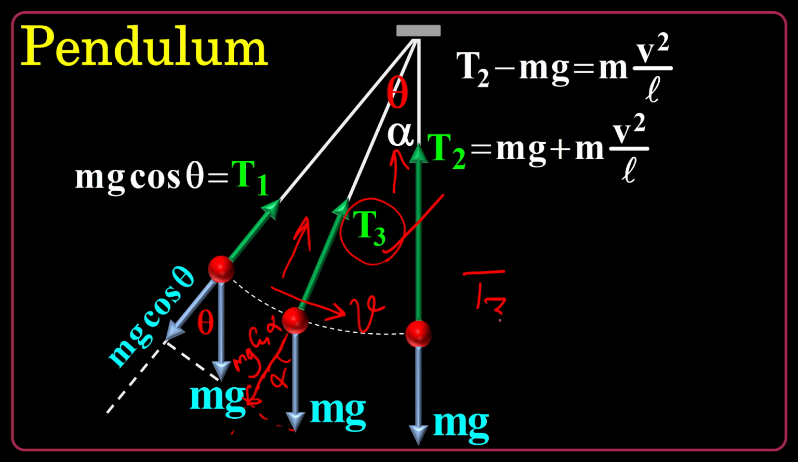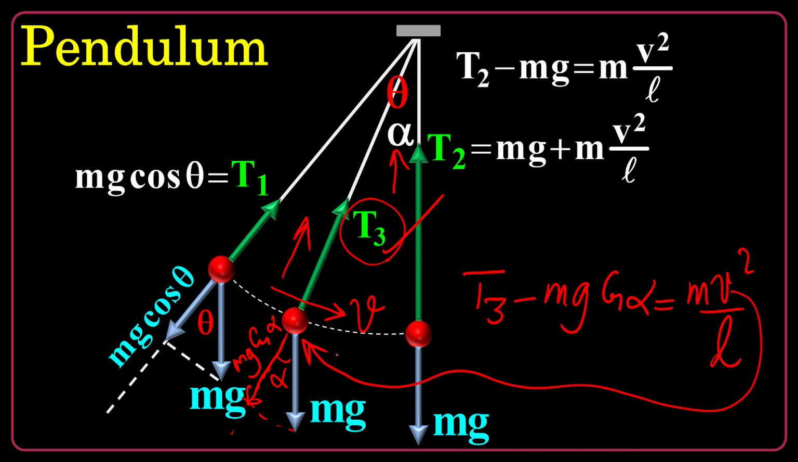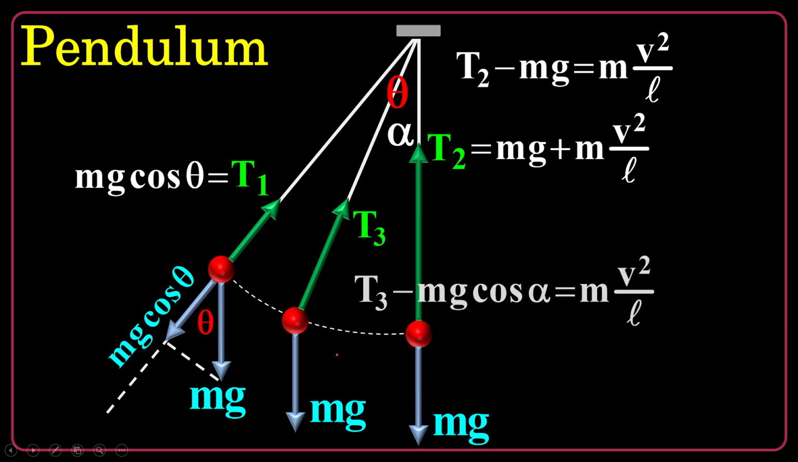So I can write T3 minus mg cosine of alpha to be equal to mv squared over r. And r is actually L, the length of this pendulum, and v is the speed of the pendulum at this point. Okay, so let's write it in this way, and T3 comes out like mg cosine of alpha plus mv squared over L. But in principle, T3 can be larger than mg or smaller than mg.